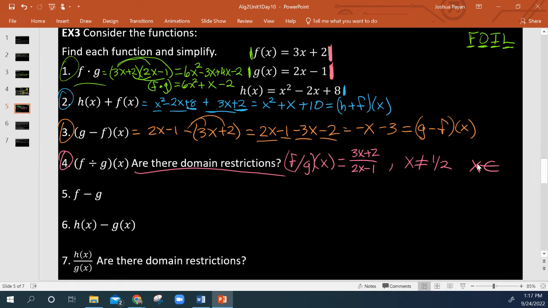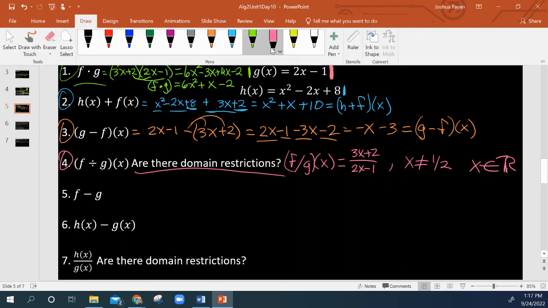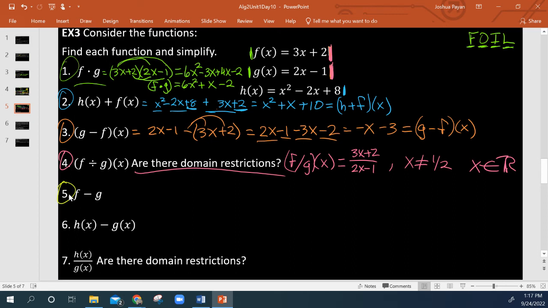Otherwise x can be any other real number. Okay. Then moving on, f minus g, right? So f minus g, 3x plus 2, and then we've got that minus 2x minus 1.